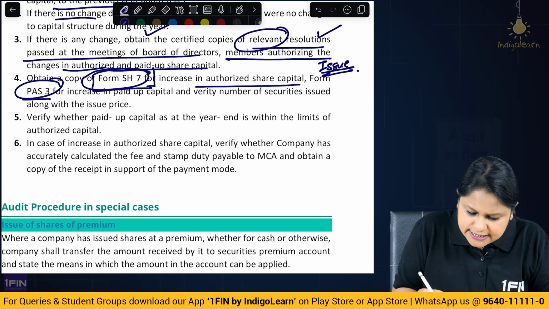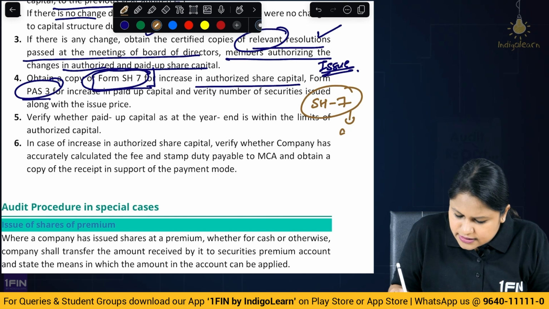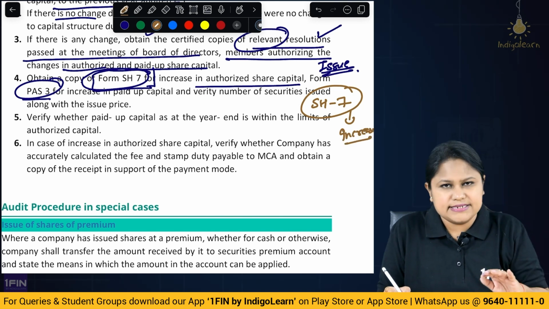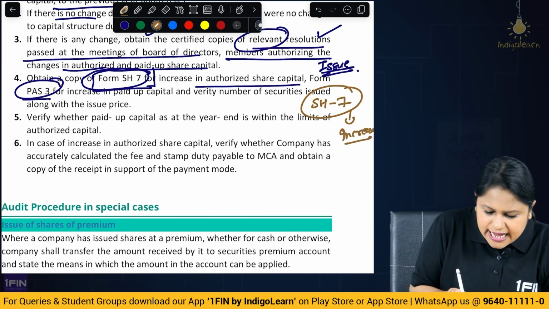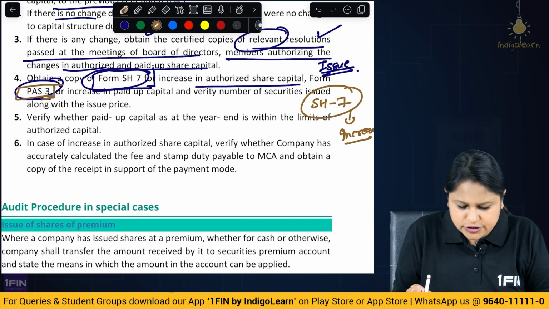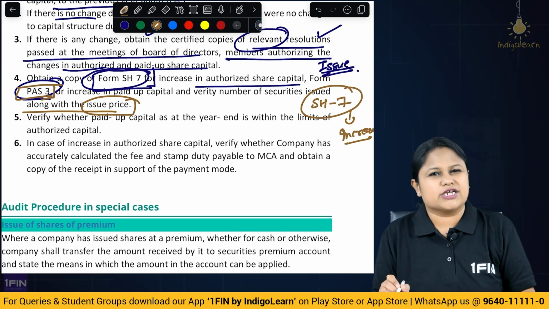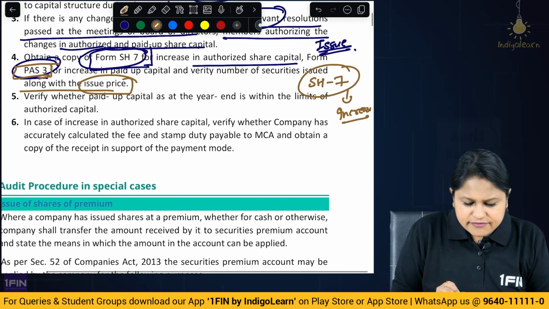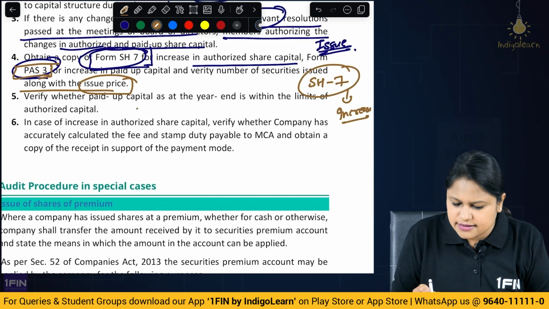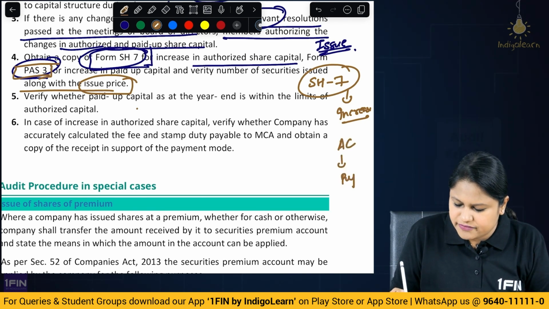Okay, so you can see here SH7 is the increase, or we can simply say alteration, of authorized capital, basically the capital clause of the memorandum, and PAS3 is the increase in paid up capital. Verify the number of securities issued along with the issue price. So PAS3 is basically the return of allotment. Then verify whether paid up capital as at the year end is within the limit of authorized capital, because the maximum capital is the authorized capital and the paid up capital obviously should be within it, correct?